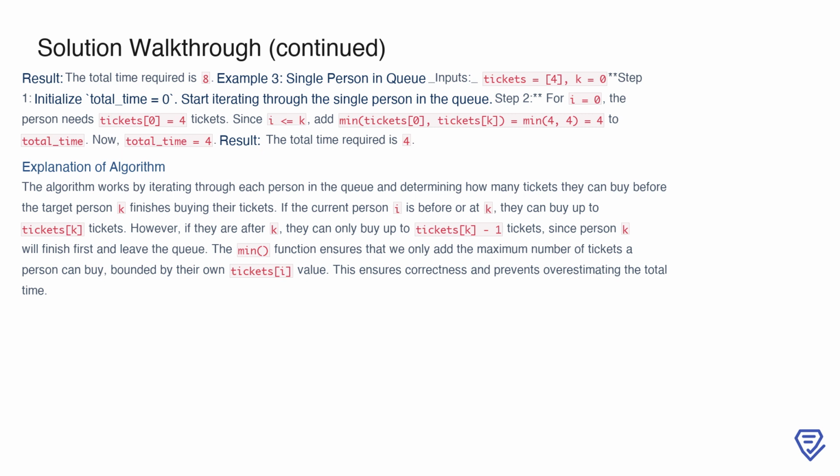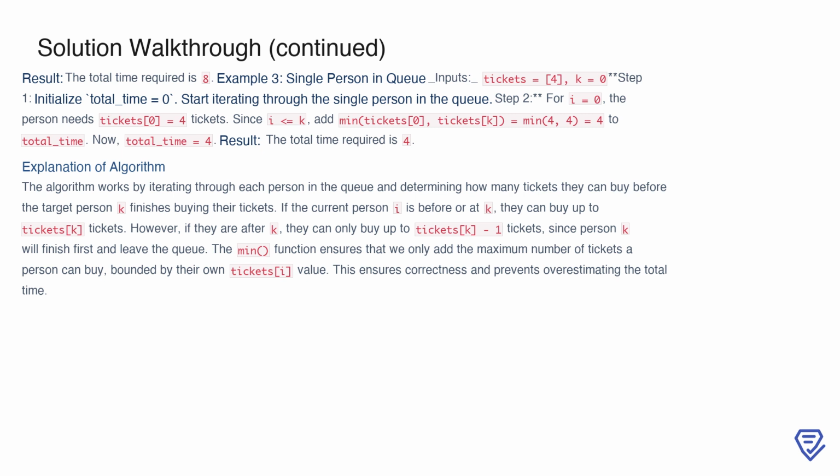Now, in example 3, we consider a simpler case with only one person in the queue, where tickets equals [4] and k equals 0. We initialize total_time to 0 as always, and since there is only one person, we only need to process i equals 0. This person needs 4 tickets, and since their position i is equal to k, they can buy up to min(tickets[0], tickets[k]) = min(4, 4) = 4. Adding this to total_time, we get a total time of 4.